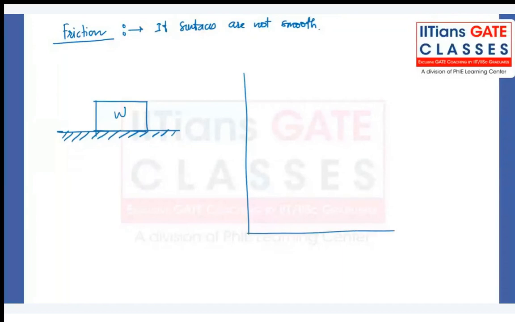So let's call the frictional force FF, and P is the applied force. Here you are applying force P to the block, weight is acting downward, and the normal reaction will be upward. If you try to draw the free body diagram of it, the frictional force will be in the opposite direction. So this is how the free body diagram will look.